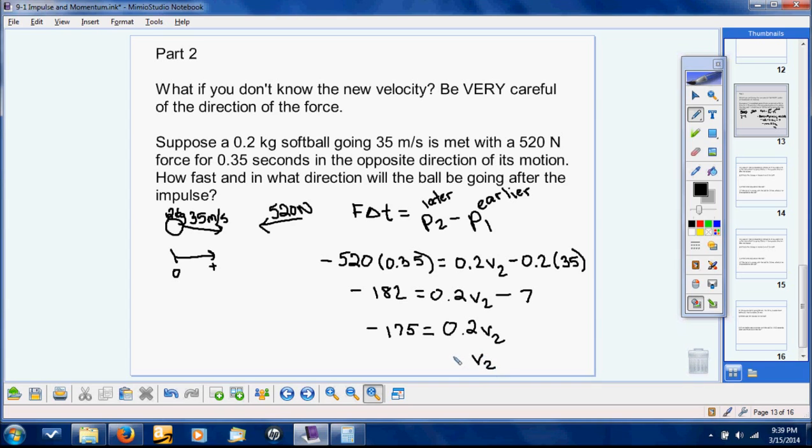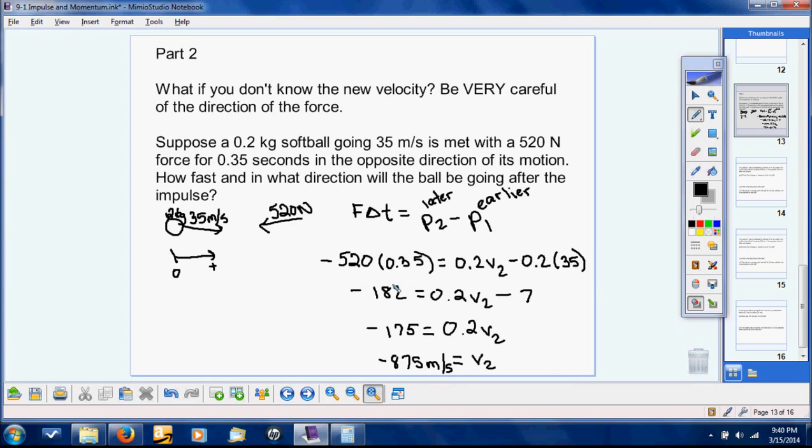So our new velocity of the softball, okay, this happens to have been an extremely powerful bat. Probably wasn't a bat at all, because it's going super fast. It's going 875 meters per second in the opposite direction. So very unrealistic as far as the result. This is actually a very long time for that bat to be in contact with the ball. But this is what would happen if that much force was delivered for that much time.